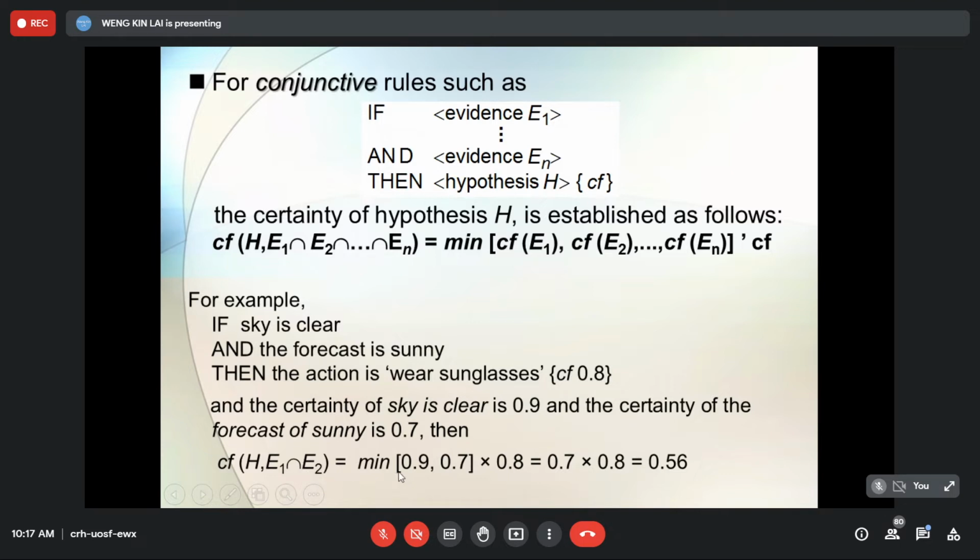So you take the smallest of the certainty factors of all the evidences, which in this case is 0.9 compared with 0.7. Clearly, 0.7 is smaller, so we pick 0.7, and then we multiply against the certainty factor of your hypothesis, which is 0.8, giving you a final answer of 0.56.